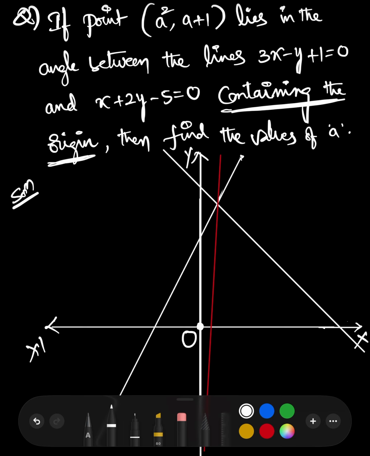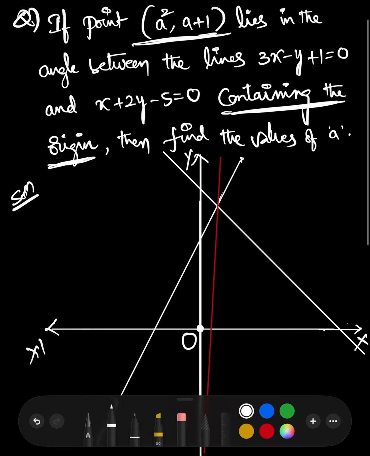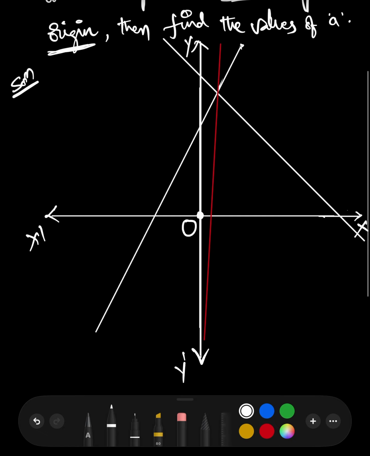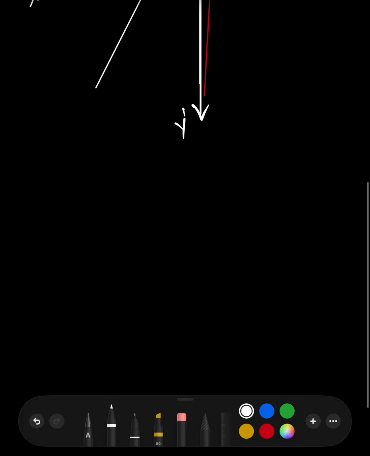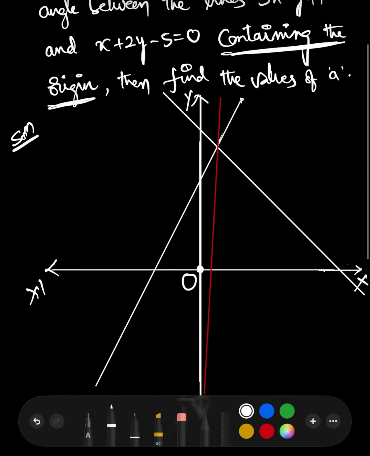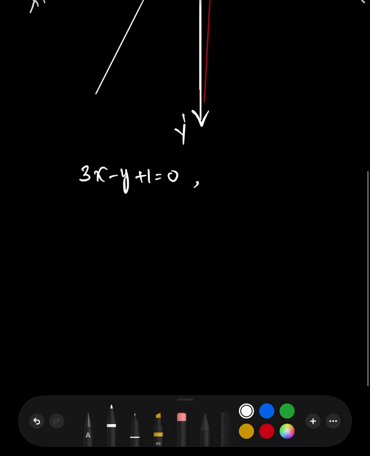Now it is given that point (a square, a plus 1) lies in the angle between the lines. So clearly (a square, a plus 1) will be here somewhere, in the angle between the lines. Let us discuss first about the lines. They are given two lines: 3x minus y plus 1 equal to 0, and the other line is x plus 2y minus 5 equal to 0.